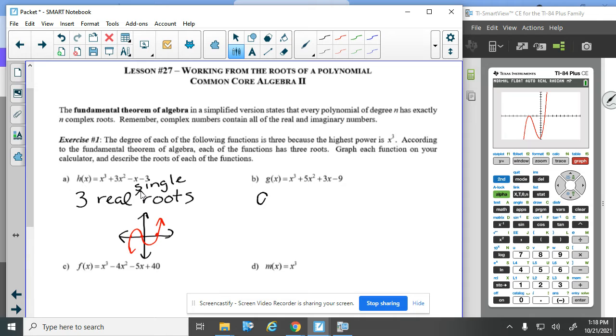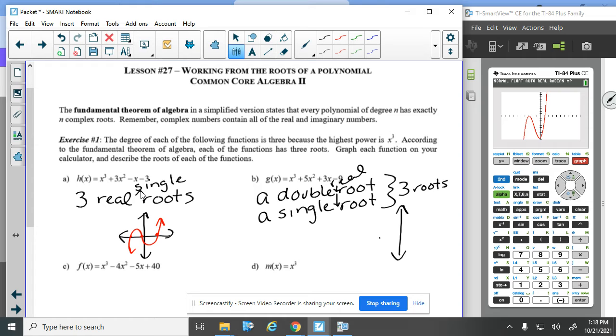So this one has a double root and a single root. They're both real. I should write that in there too. And that adds up to still 3 roots. So the idea is, even though the picture looks different, even though we could kind of call it 2 roots, the double root counts as 2 roots. So that's really 1, 2, 3 roots.